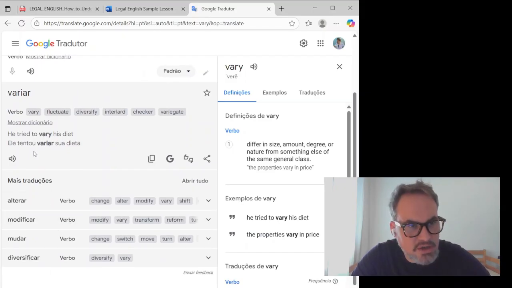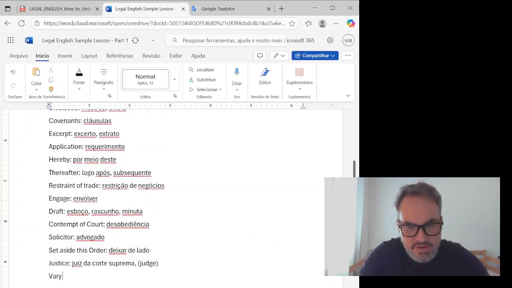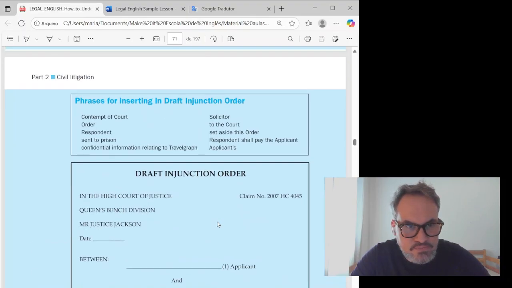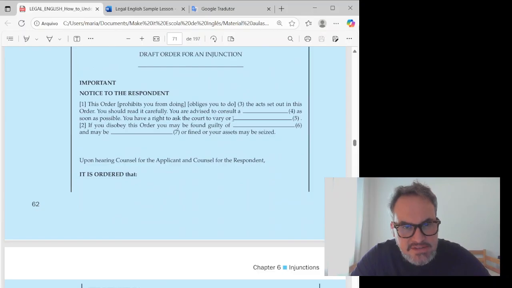Alterar, modificar, mudar, okay? Vary. Let's write it down here, vary. You have the right to ask the courts to vary or set aside this order, to ignore it, to vary or set aside this order.